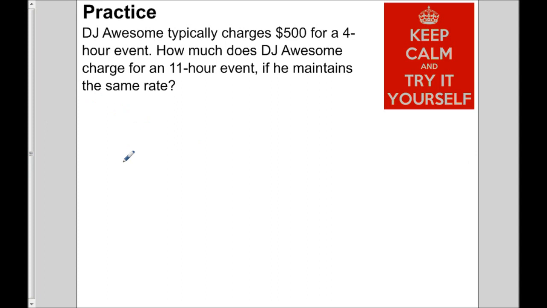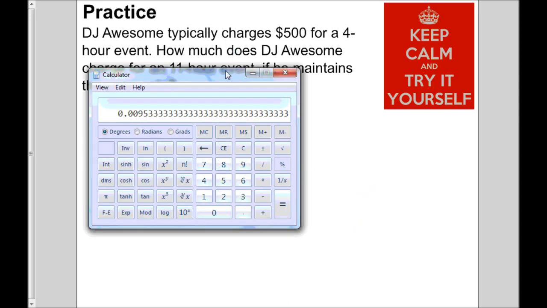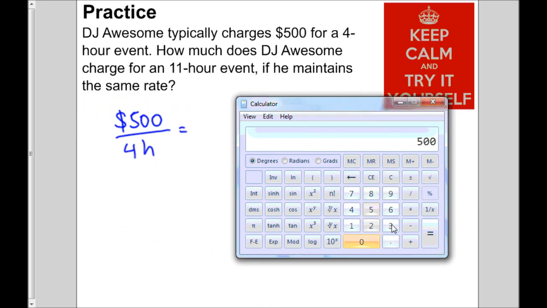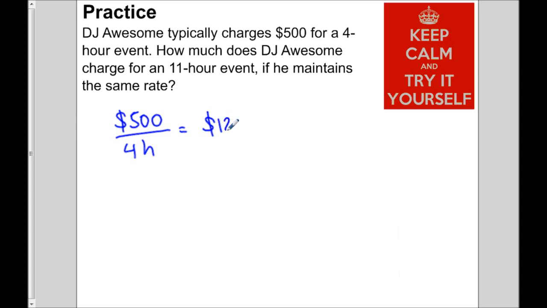Okay, so because this video is about unit rates, we can try this question out with a unit rate. So we want to know how much he charges per hour, right? So DJ Awesome charges $500 for 4 hours. So if we divide 500 by 4, we get 125. So that's $125 per hour.